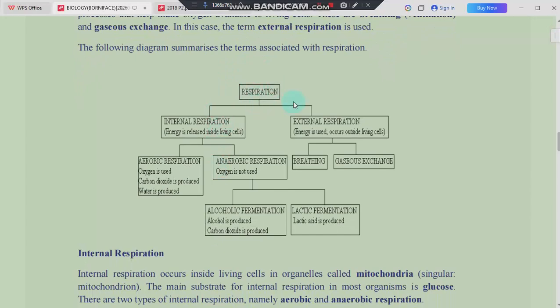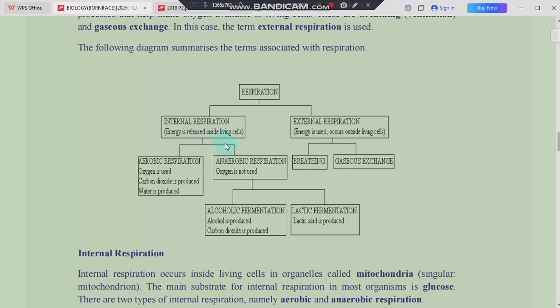So we are saying respiration can either be external respiration or internal respiration. For external respiration, we need to know that energy is used and it occurs outside living cells. Examples of this external respiration are breathing and gaseous exchange. We move on to internal respiration, where energy is released inside the living cells.